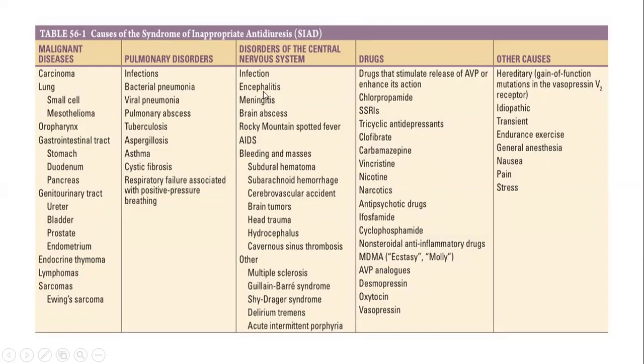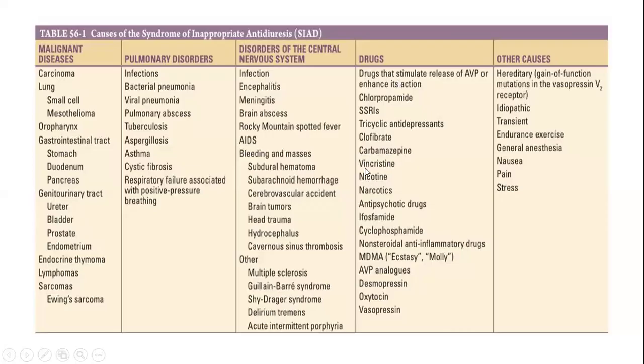Disorders of the CNS like meningitis, encephalitis, brain abscess, even subdural hematoma, subarachnoid hemorrhage, CVS, cavernous sinus thrombosis, even multiple sclerosis, Guillain-Barré syndrome. This can present as SIADH, and drugs which can cause SIADH are SSRIs, selective serotonin reuptake inhibitors, tricyclic antidepressants, carbamazepine.